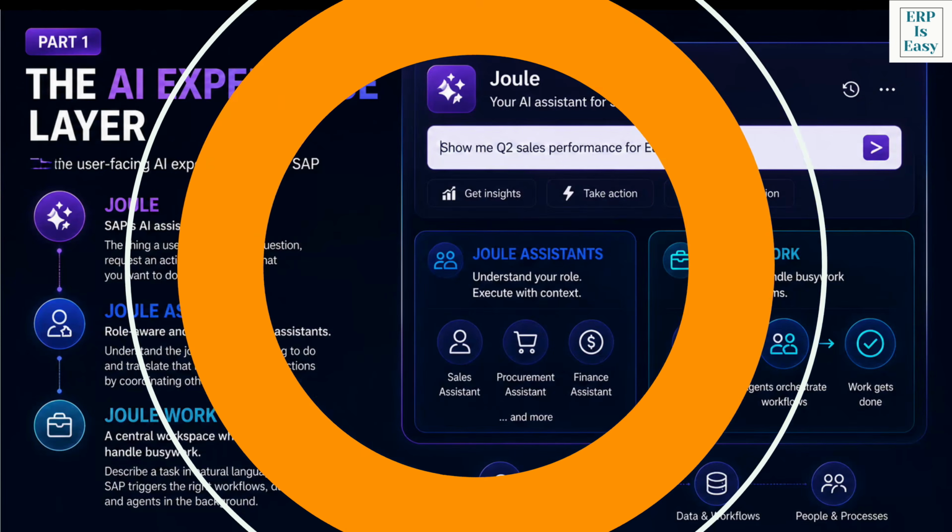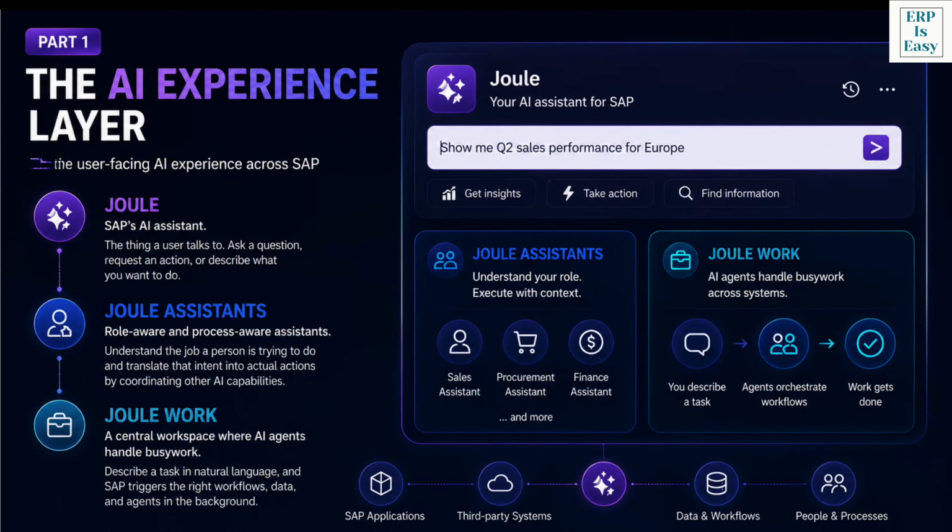Part 1, the experience layer. This is the layer users actually see and interact with. And the most important name here is Joule. Joule is SAP's AI assistant. Think of it as the main AI interface across all SAP applications. It's the thing that users talk to. You ask a question, you request an action, you describe what you're trying to do, and Joule helps you get there.